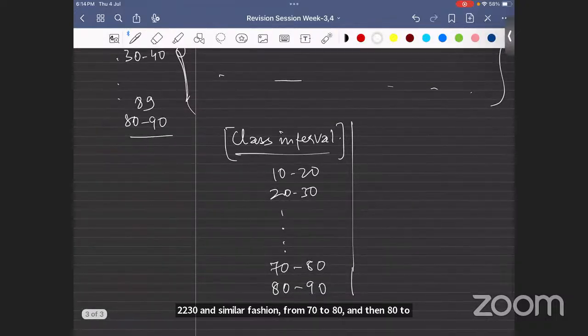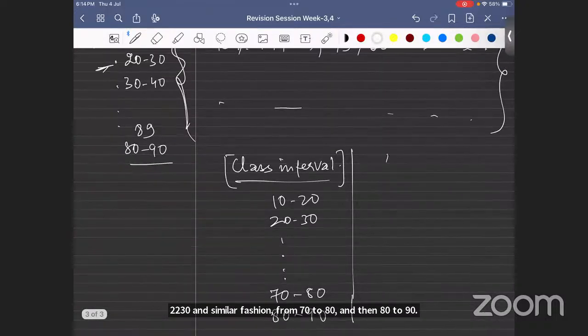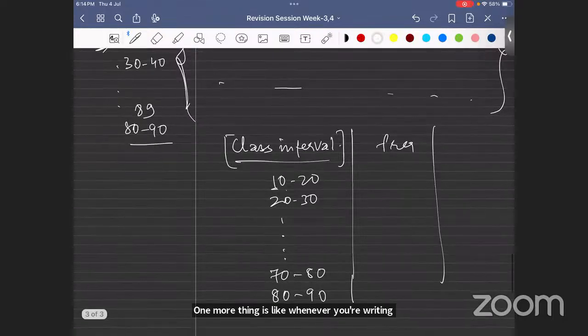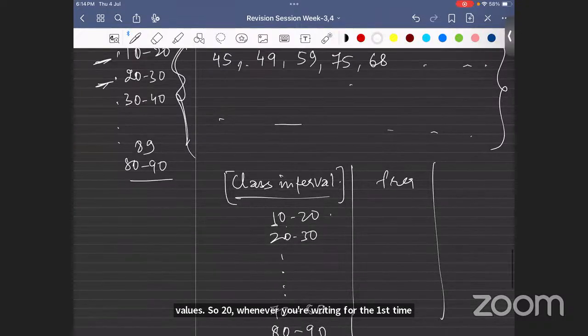Okay, and if you are creating this type of class interval, you can write the frequency. So you just count all the numbers from 10 to 20. And one more thing: whenever you are writing these values for the first time, you should not include the 20. If you are getting 20 here, you should not include it in the frequency here. You should include it here.